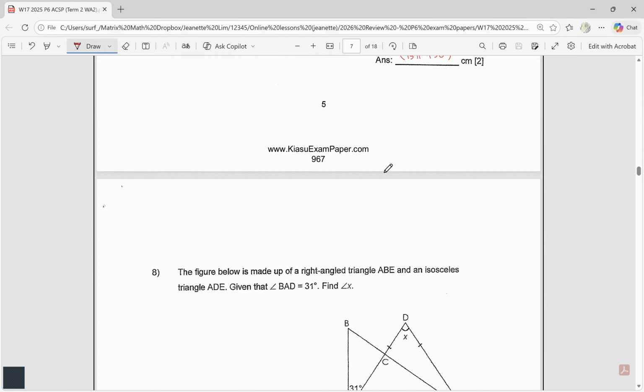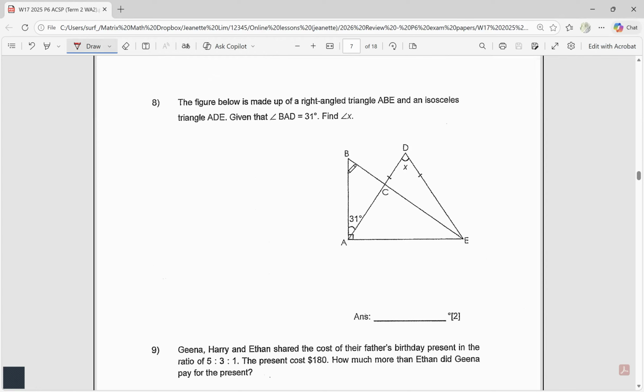Okay, question 8. The figure below is made up of a right-angled triangle ABE and isosceles triangle ADE. Then you are given angle BAD, this angle here, 31 degrees. Find angle X. Now what we can find first is angle DAE, because this is 90 degrees, this is 31. And because they said that ADE, the whole thing is isosceles, I would know this angle as well.